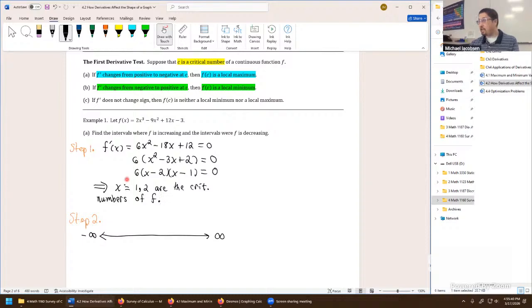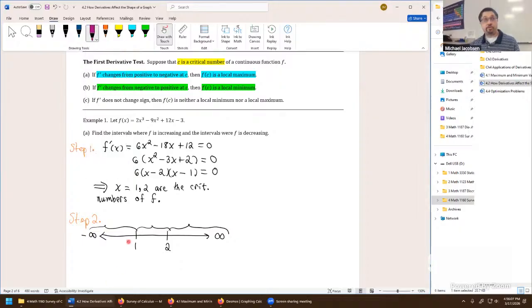It first is cut up according to the critical numbers. Sometimes in this context, these are just called cut points. We have a cut here at 1, another cut here at 2. And when we make those cuts on the number line, it gives us 3 different regions we're going to take a look into. One of them is finite from 1 to 2. The other 2 are infinitely long in length.